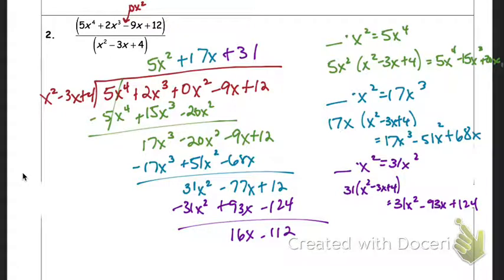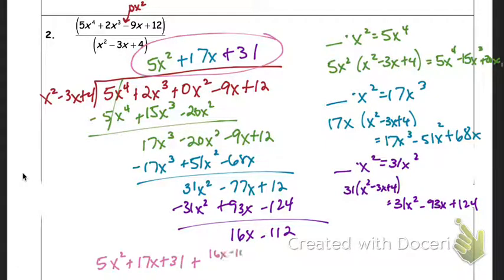minus 112. So, whenever we have a remainder, the way that you write that, there's your answer. So we have 5x squared plus 17x plus 31 plus, and then whatever you have left over, 16x minus 112 over what you divided by.